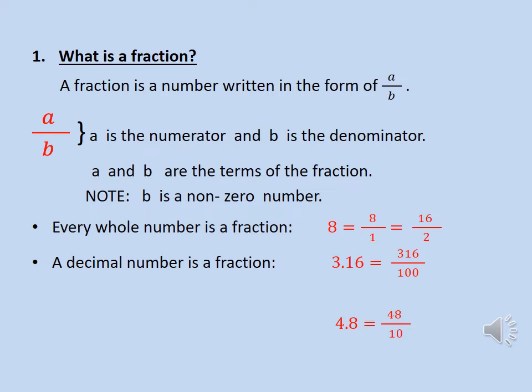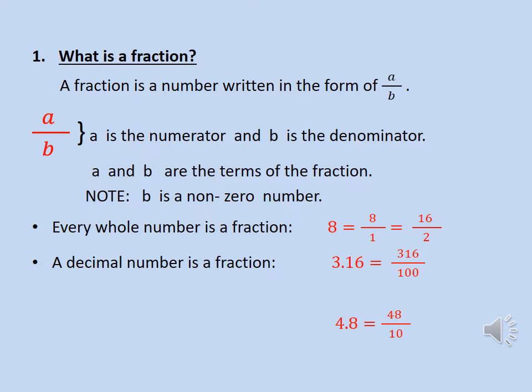What is a fraction? A fraction is a number written in the form of a over b. A is the numerator, b is the denominator. A and b are the terms of the fraction. Note, b cannot be 0. It is a non-zero number. It cannot be 0.